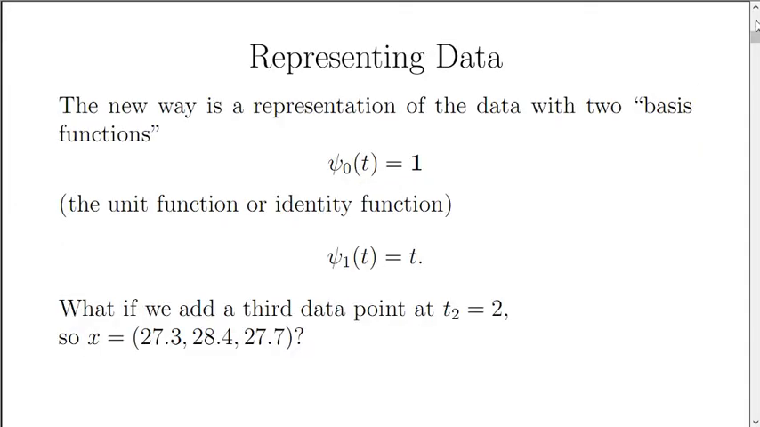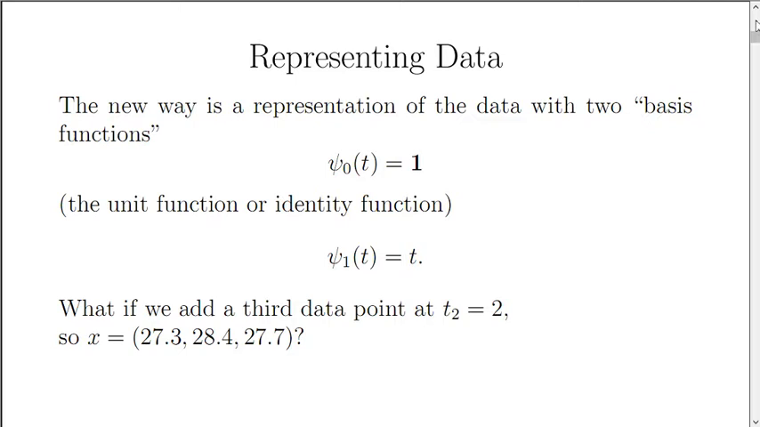Okay, let's suppose, by the way, the new way is a representation of the data with some basis functions. The first basis function, which I've called psi sub 0, is the unit function. It's equal to 1 at all times. The second basis function, which I've called psi 1, is the time function. It's equal to the time for all times. And that way we were able to represent our data as a combination of basis functions.